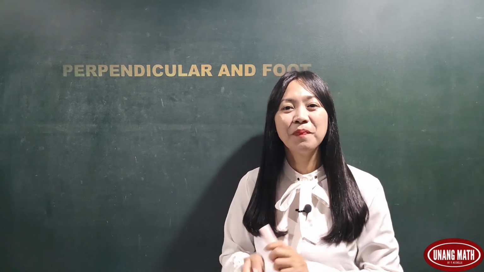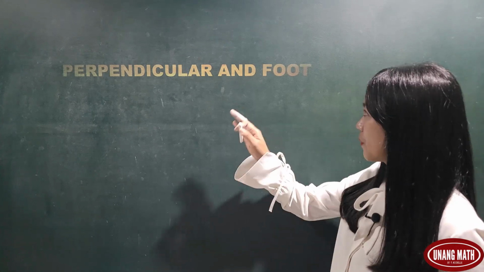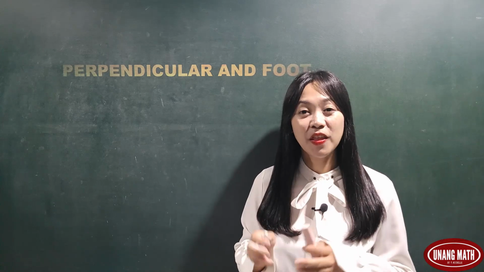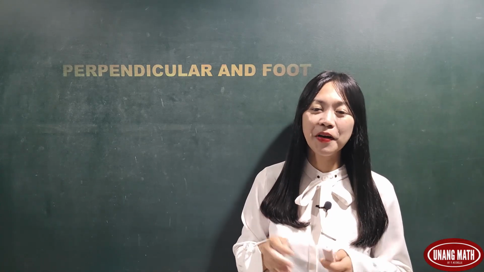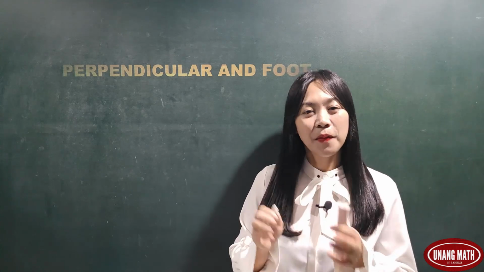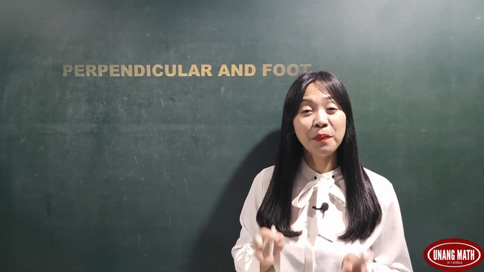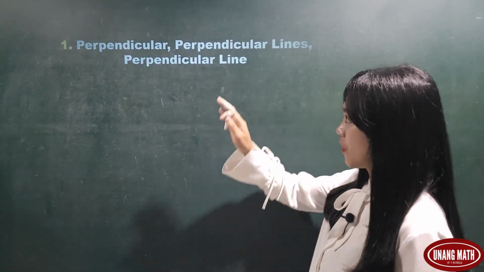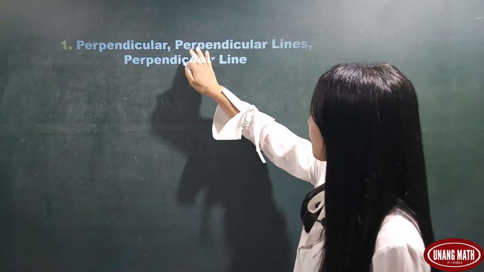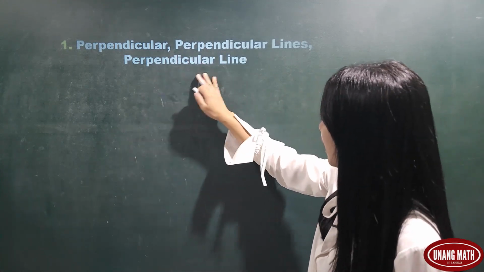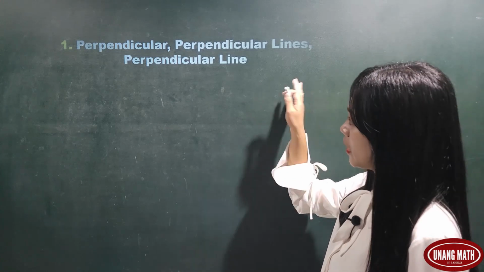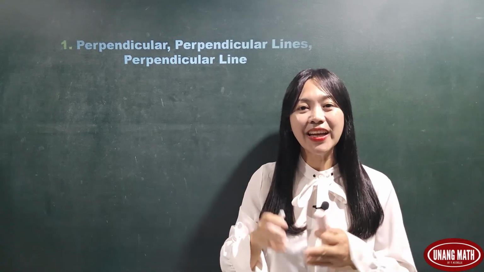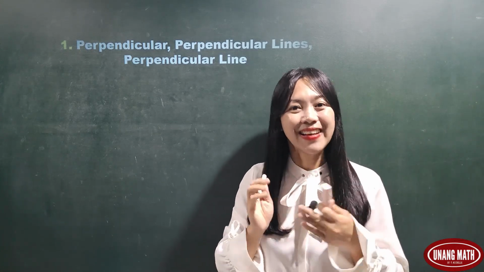In this episode, I will be covering the topic about perpendicular and foot. In this lesson, I will explain the concepts about perpendicular, perpendicular lines, perpendicular line, and perpendicular foot. Okay, let's start by differentiating these three terms, perpendicular, perpendicular lines, and perpendicular line. These three terms are used when two straight lines meet or intersect at a right angle.